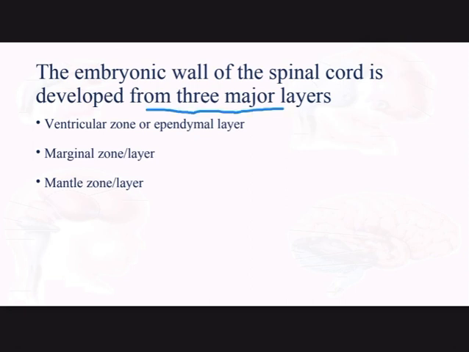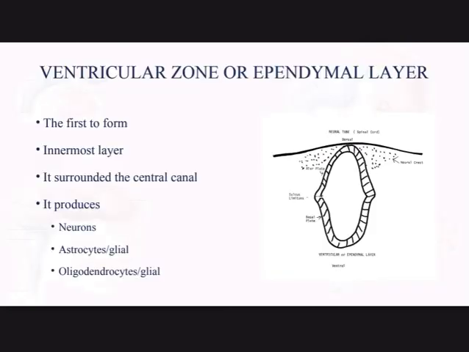The ventricle zone, this is one, the marginal zone, and then the mantle zone. You can call them zone or layer. It depends on how you view them, but I usually call them zone. So here we have how they look now.